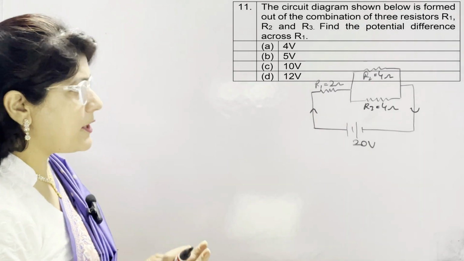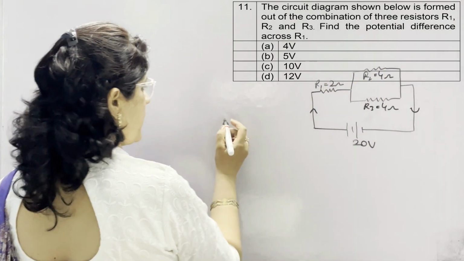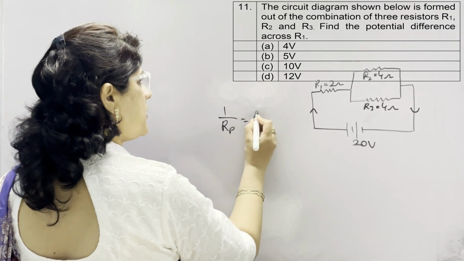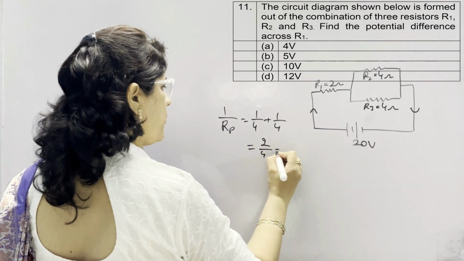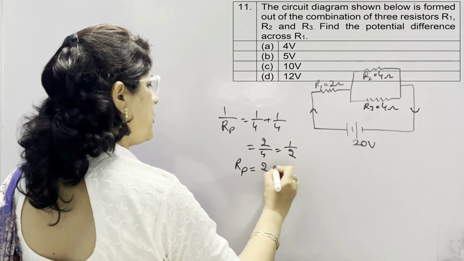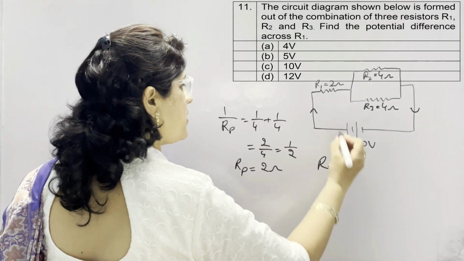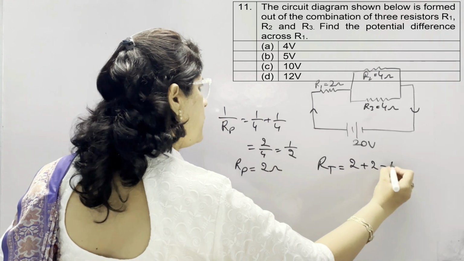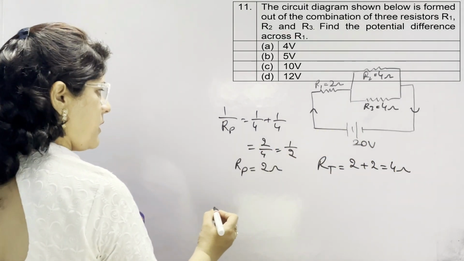First we need to calculate the equivalent resistance in the complete circuit. Parallel combination of 4 and 4: 1 upon Rp is equal to 1 by 4 plus 1 by 4, it means 2 by 4, it means 1 by 2. So the parallel combination's overall resistance is 2 ohm. In series with this 2 ohm, the total resistance here is 2 plus 2, 4 ohm. No internal resistance is given, so the potential difference is directly 20 volt.